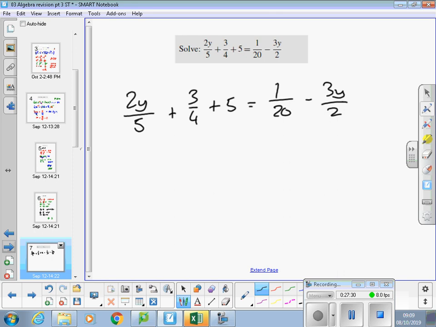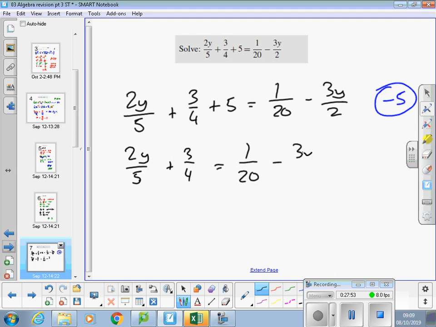Move the 5, yeah, you can do. So we'll keep 2y over 5 plus 3/4, so take the 5 away. So let's write down what we're doing. Subtract 5. So that 5 we're going to have on the other side: 1/20th minus 3y over 2 minus 5.